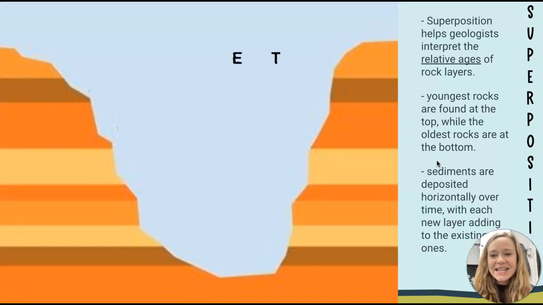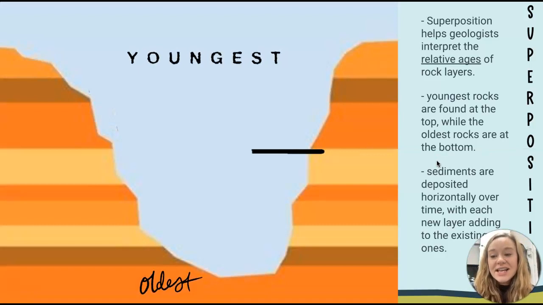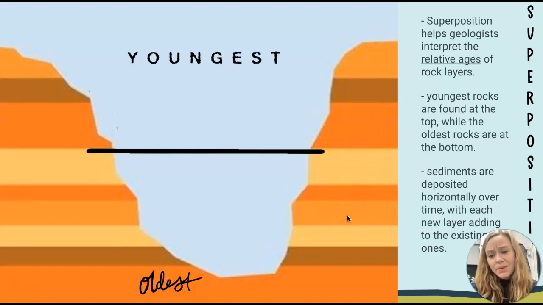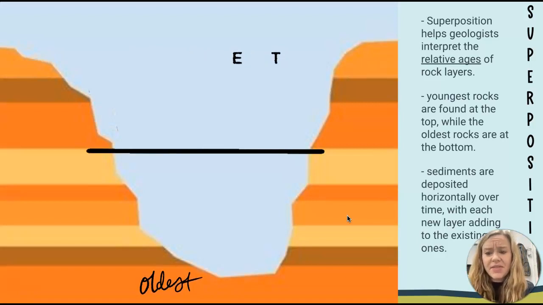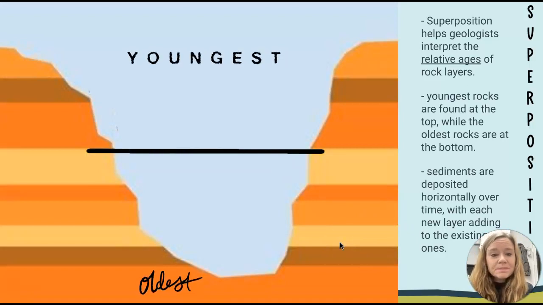Superposition is what tells us how old rocks are. We know that our youngest rocks are at the top and our oldest rocks are at the bottom, and that rocks settle in a horizontal position. Over time, new layers are added to them. We can see each of these layers happens at a different time, just like when we lined up in the classroom from youngest to oldest, and we could say that the oldest people were at the bottom and the youngest people were at the top. Each person was born at a different time, and we're all adding to each other to create our class formation. So our youngest are at the top, our oldest are at the bottom.